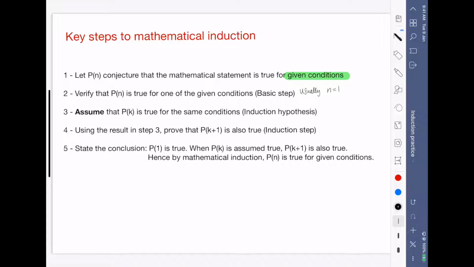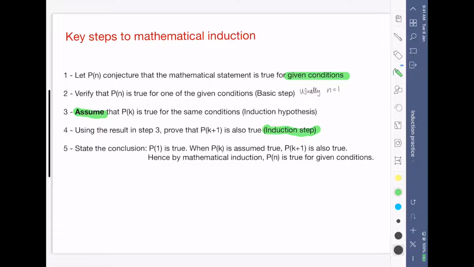And the third step is to assume that P of k is true for the same conditions. Now this step is known as the induction hypothesis, and the keyword here is assume. This is really important. A lot of students use statements such as let n equals k, and if you say that, the mark scheme explicitly says that they will not give you a mark, so you have to assume that this is true.